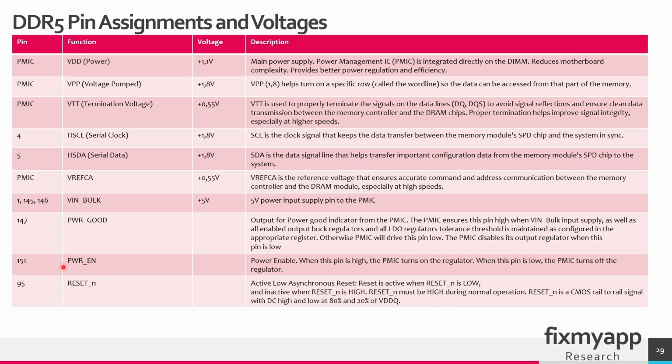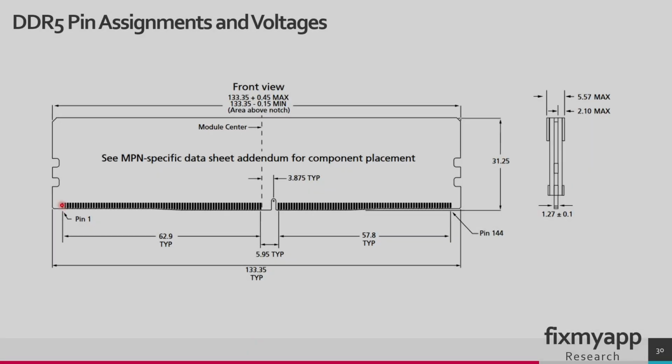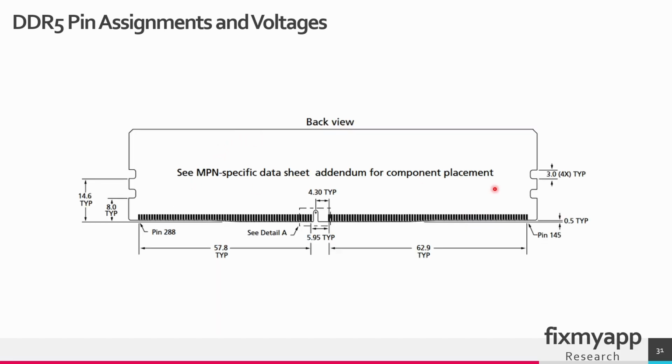Then we have the enable signal on number 151. So when this pin is high, the power management IC turns on the regulators. And when this pin is low, the power management IC turns off the regulators. And the reset signal can be found on pin 95. This is the front view of the DDR5 memory, and as you can see this is pin 1. The notch is located on the right side, and this is pin 144. On the back side this is pin 145, and this is pin 288.